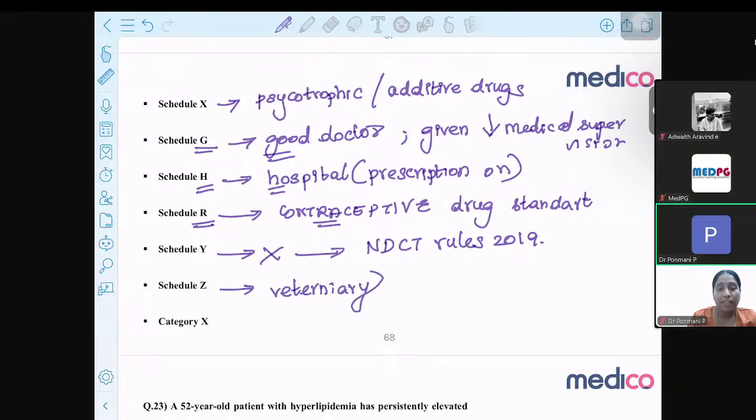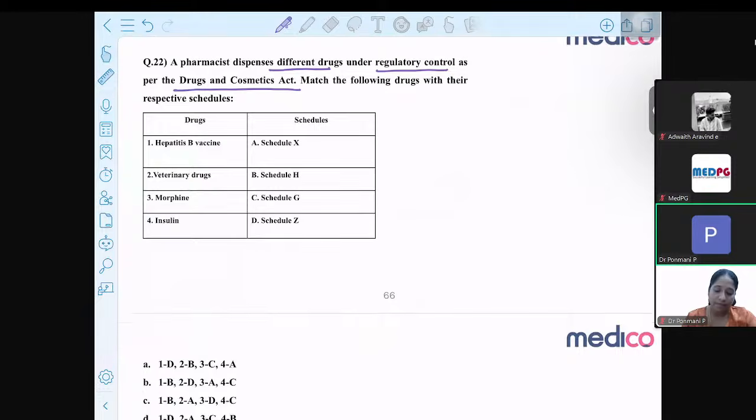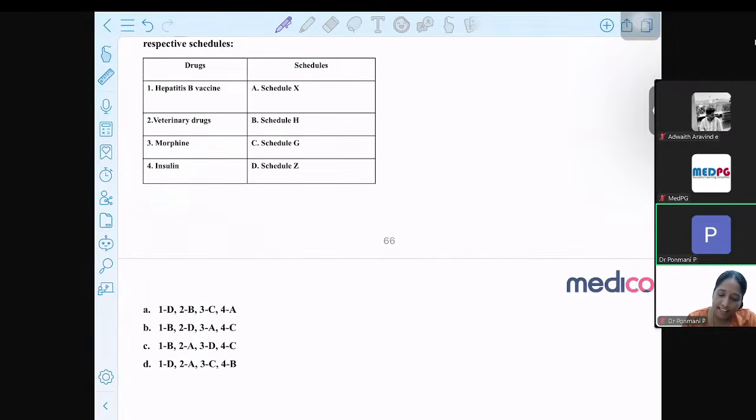And remember, Schedule X is different, Category X is different. Category X deals with the teratogenic drugs. Okay, so with this knowledge, we will try to solve this. So what they have given, veterinary drugs. So veterinary drugs, just now we saw it is Schedule Z. So this is done.